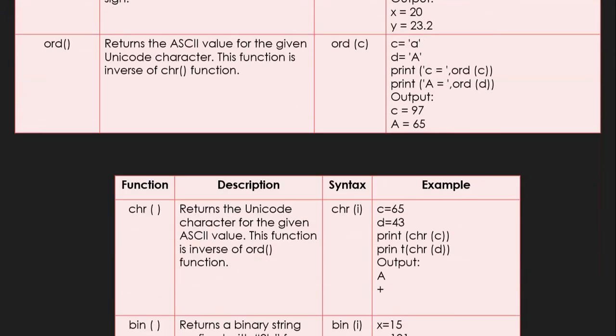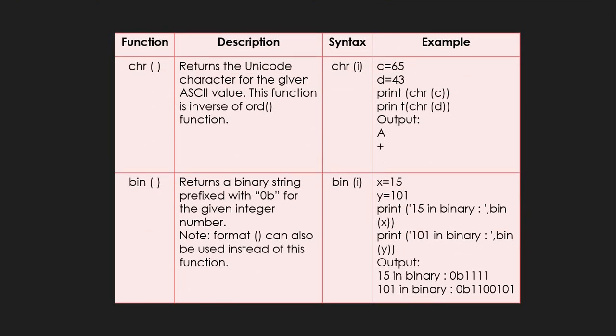In the next slide, we are going to see the CHR function, which is just the opposite of the ORD function. You know what it does? It returns the Unicode character for the given ASCII value. The ORD function returns the ASCII value of the Unicode character, but the CHR function returns the Unicode character for the given ASCII value. If you see on screen, you can see the syntax is CHR of the variable.